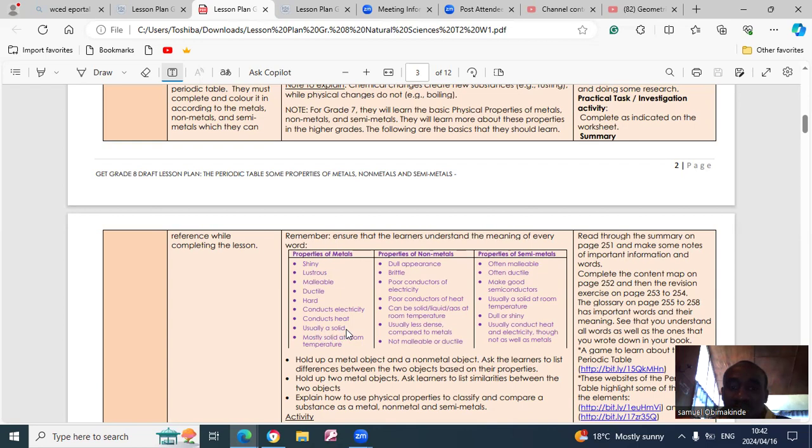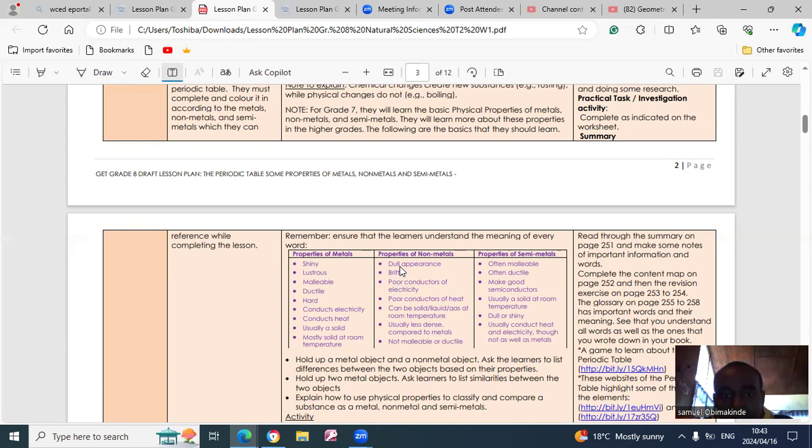A very good exception here is mercury. Mercury is liquid at room temperature. Apart from mercury, every other metal I know of is solid at room temperature. Mostly solid at room temperature. Yeah, so I'll explain that.